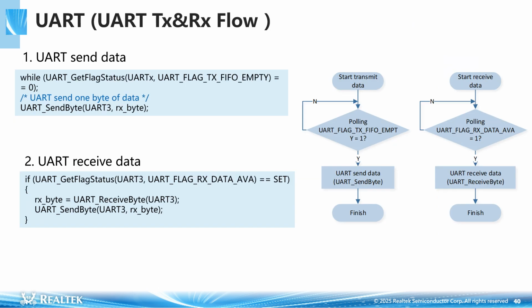Here is an introduction to the UART data transmission and reception processes. UART data transmission process. After polling the transmit FIFO empty flag to check if the transmit FIFO is empty, call the UART send byte function to transmit data. UART data reception process. Check if the receive data available flag is set, then call the UART receive byte function to receive data.